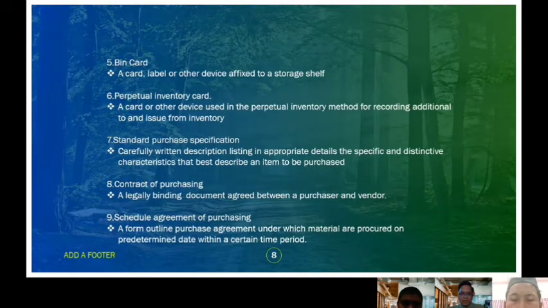Number 5, bin card. Number 6, perpetual inventory card. Number 7, standard purchase specification. Number 8, contract of purchasing. Number 9, schedule agreement of purchasing.